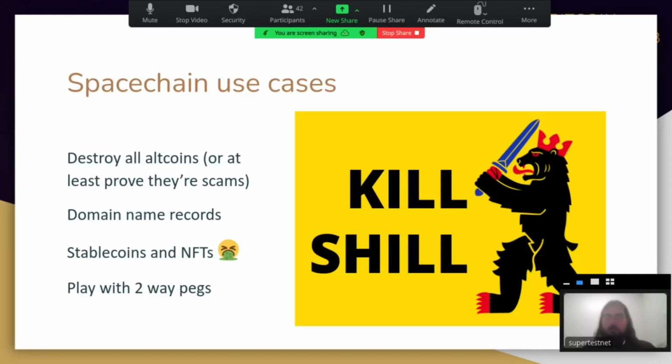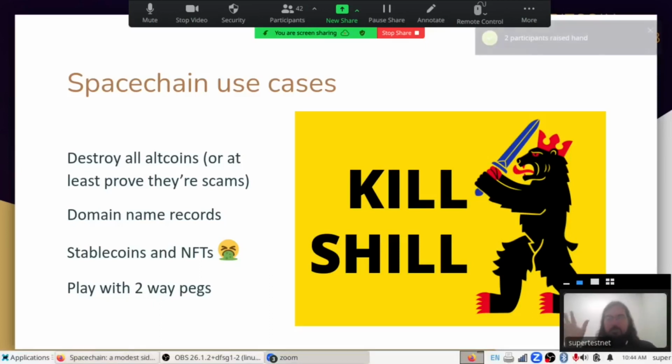So if anyone wants help using Spacechains to kill or to do better NFTs, hit me up. I'm happy to help you. You can also play with two-way pegs. If you've got an idea for a way to put Bitcoins onto these things and get them off, like that other guy said, what if you lock them up for 10 years instead of destroying them? Try it, and maybe it'll work better.